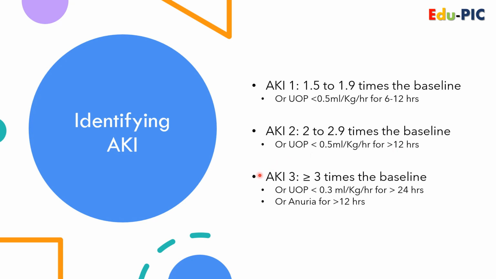AKI stage 3 is identified by having 3 times or more the baseline of the serum creatinine, or if the urine output remains below 0.3 ml per kilogram per hour for more than 24 hours, or if the patient has got anuria for more than 12 hours.